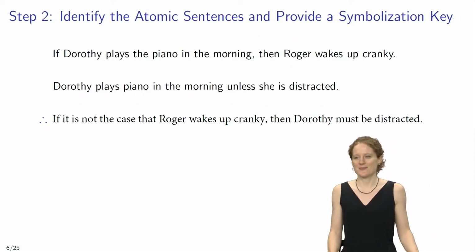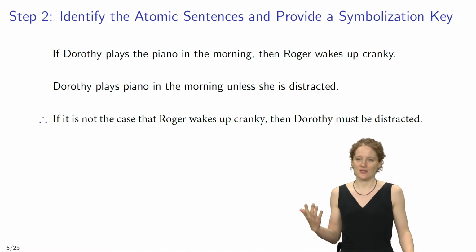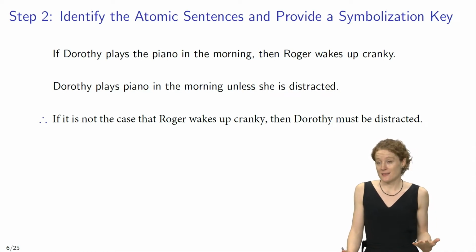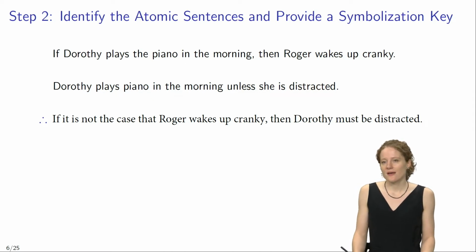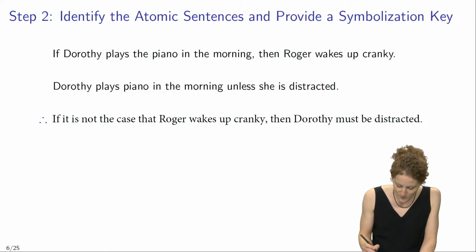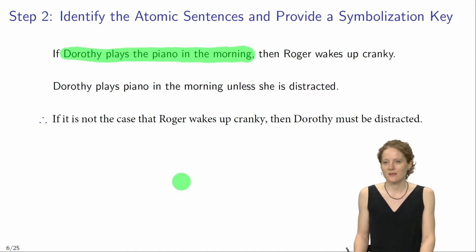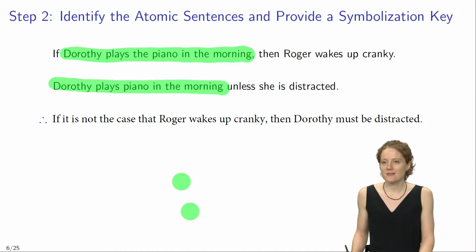The second step in the symbolization process is to identify the atomic sentences and to provide a symbolization key for these atomic sentences. So let's see, what are the atomic sentences in this example? The atomic sentences, as you may recall, are the smallest units of language that can be evaluated for truth and falsity. In this case here, we have at least three different atomic sentences. Let's see what they are. First, I see that we got the sentence, Dorothy plays the piano in the morning, which looks like an atomic sentence. And I see that this sentence appears twice, so I'm going to mark it in green on both occasions. That is one atomic sentence.